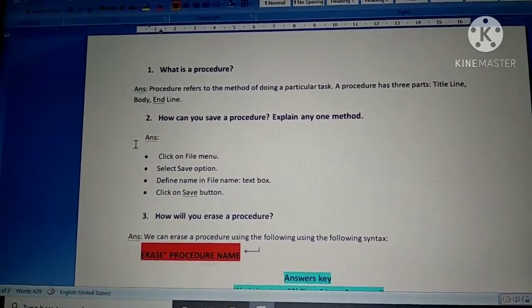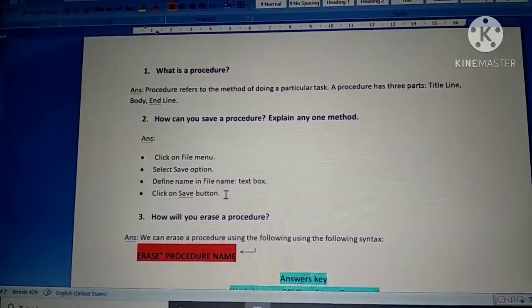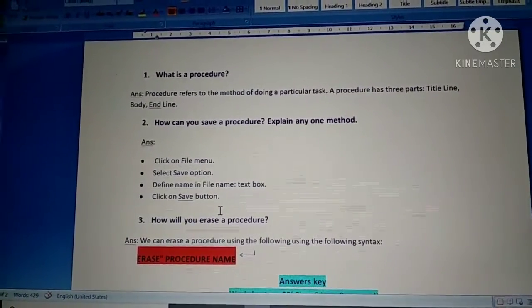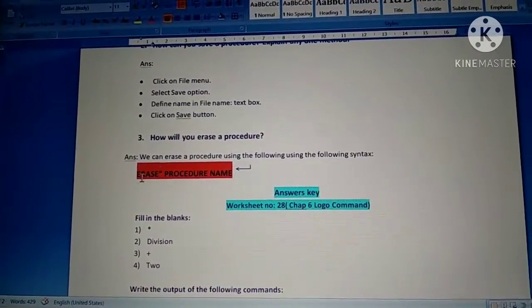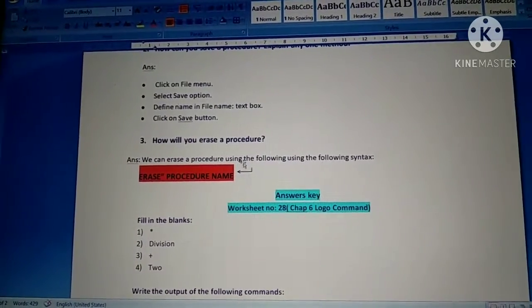How can you save a procedure? Explain one method. One method I have explained to you. Next, how will you erase a procedure? By using this command: erase, double quotes, procedure name, and enter.